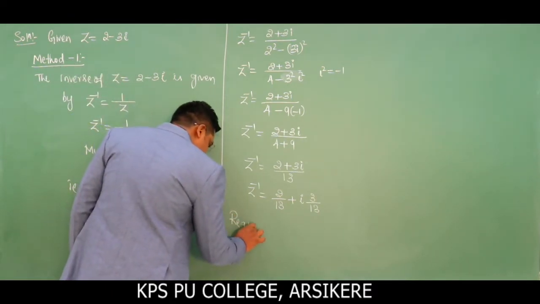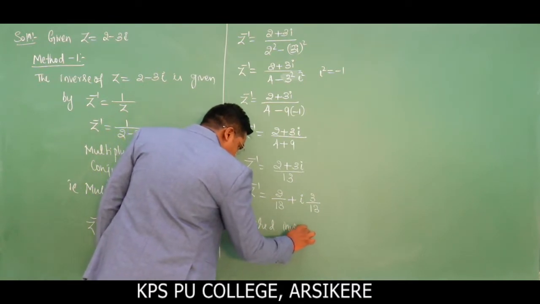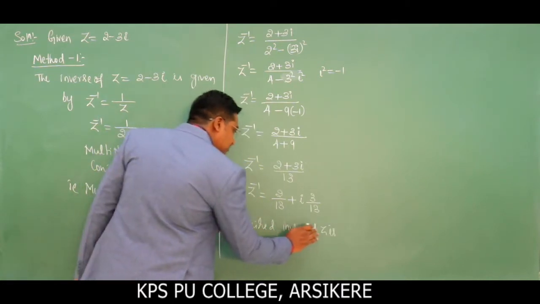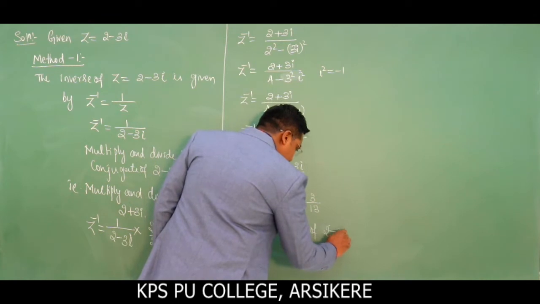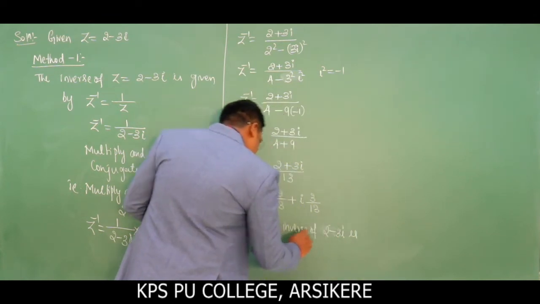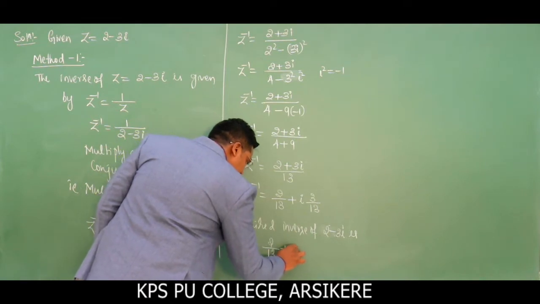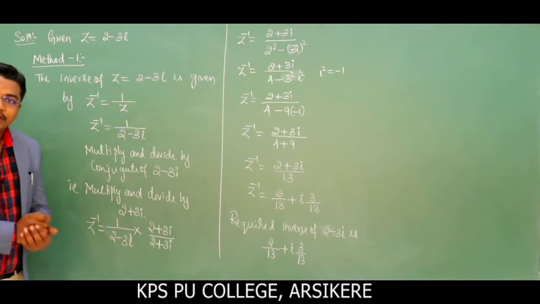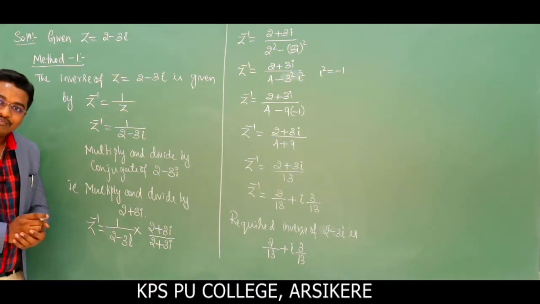Required inverse of z, for the given complex number 2 minus 3i, is 2 by 13 plus i times 3 divided by 13. This is the required inverse of the given complex number.